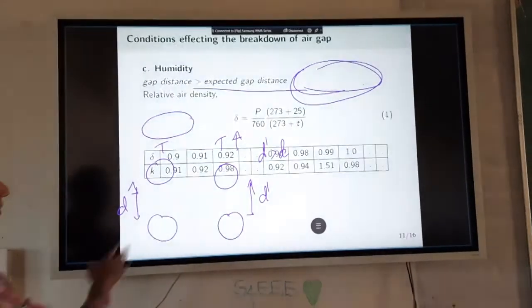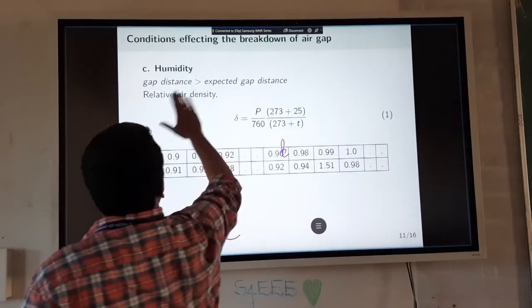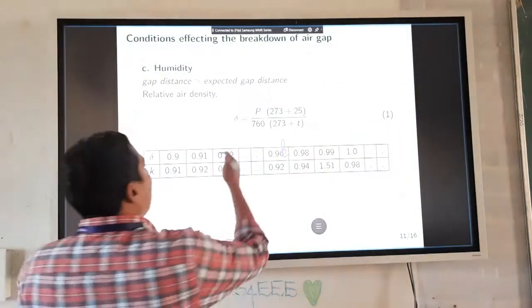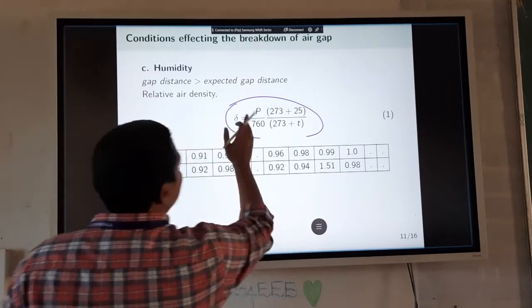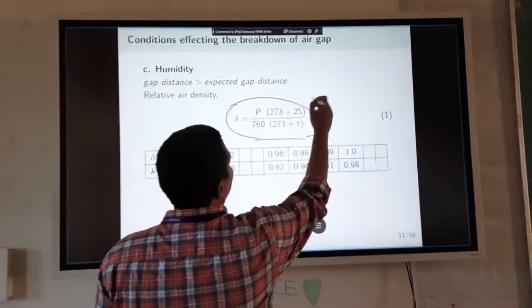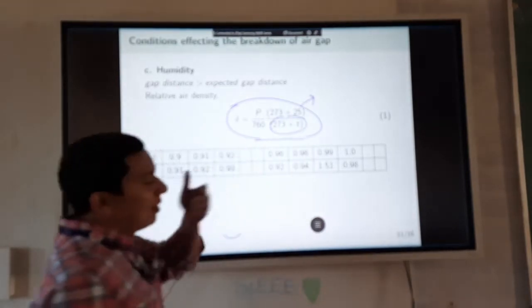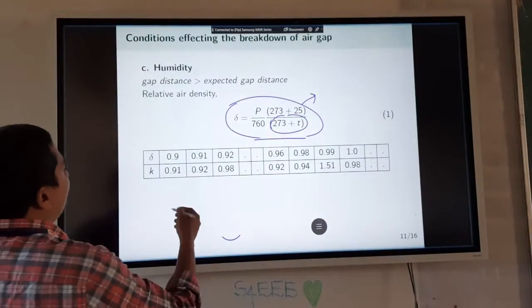Now humidity also has its role. When you have high humidity, the gap distance will be more than the expected gap distance. So we find the relative air density using this formula: delta is equal to P into 270 plus 25, which is the standard, divided by 760 into 270 plus 20. Using this formula, we usually find the delta value, the relative air density.